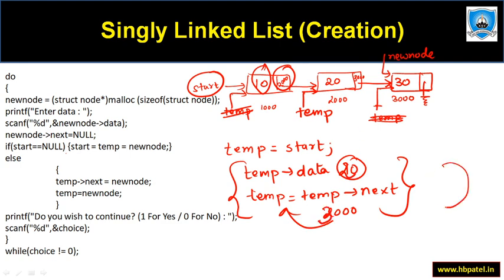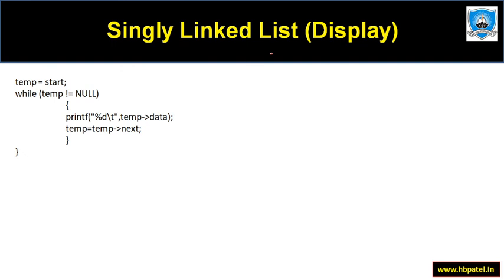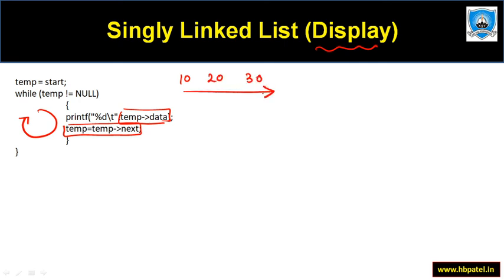Just keep on repeating until when you encounter this null. Till that point you can keep on moving. Alright, so that is my last part, display. In display, I'll be starting with temp equal to start, and while temp is not equal to null, I'll be printing temp data and moving temp to the next location. So this whole thing will be repeated, and 10, 20, 30, 40, whatever members are there will be printed.